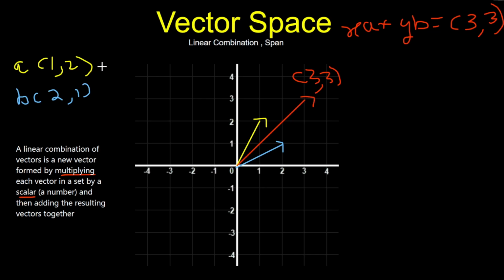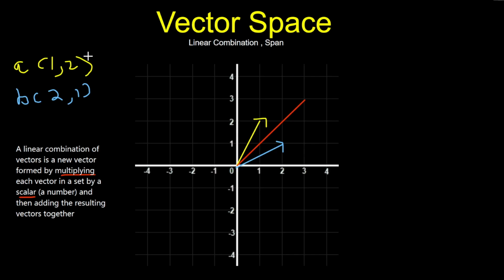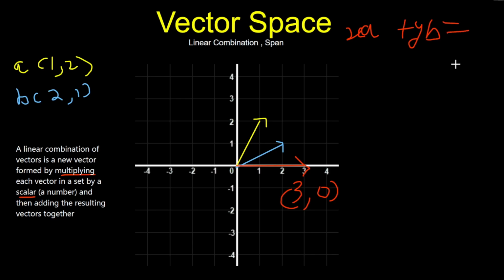So let's take another example. Let's say instead of 3, 3, we want another vector, which is 3, 0, which lies on the x-axis itself. So again, let's write the equation notation. We have the combination of A plus B multiplied by arbitrary scalars, and we will get a new vector, which is the linear combination definition. In this case, it's 3, 0.